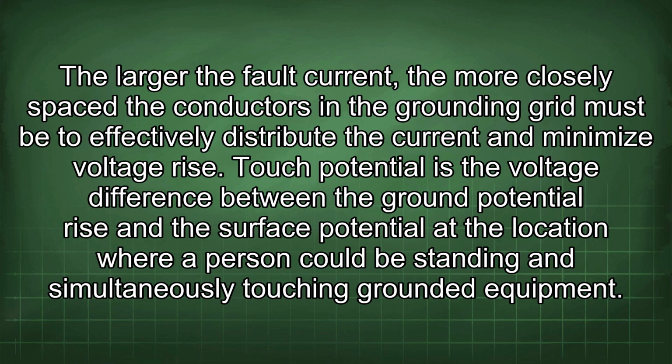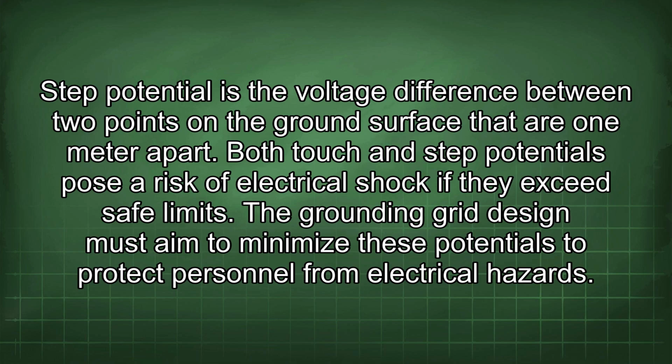Touch potential is the voltage difference between the ground potential rise and the surface potential at the location where a person could be standing and simultaneously touching grounded equipment. Step potential is the voltage difference between 2 points on the ground surface that are 1 meter apart. Both touch and step potentials pose a risk of electrical shock if they exceed safe limits. The grounding grid design must aim to minimize these potentials to protect personnel from electrical hazards.